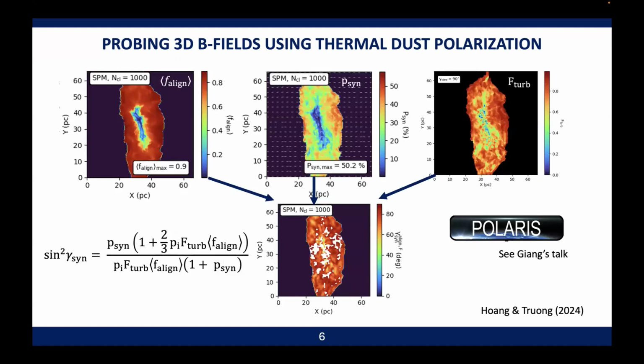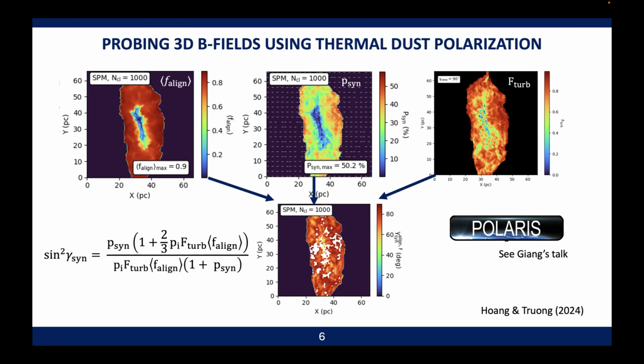So we first test the new technique on synthetic data. Here we use MHD data for a filamentary cloud undergoing self-gravity by Hennebelle and Inutsuka in 2019. From the environmental properties of the filamentary cloud, such as the gas density and also the radiation field, we can calculate how efficiently the grain can be aligned with the magnetic field, as I show here in the F_alignment.